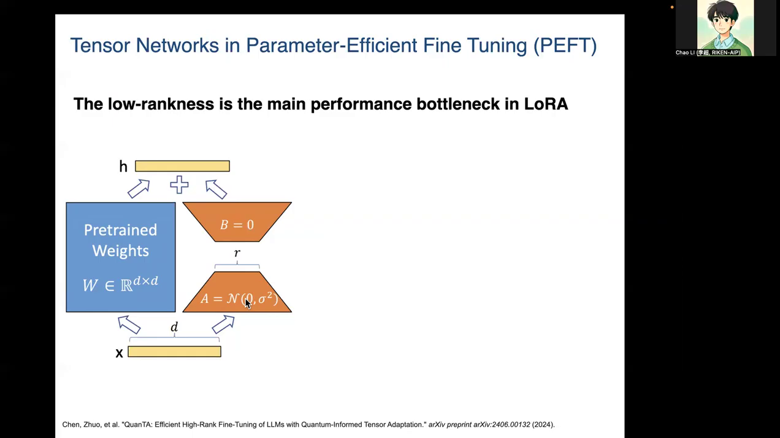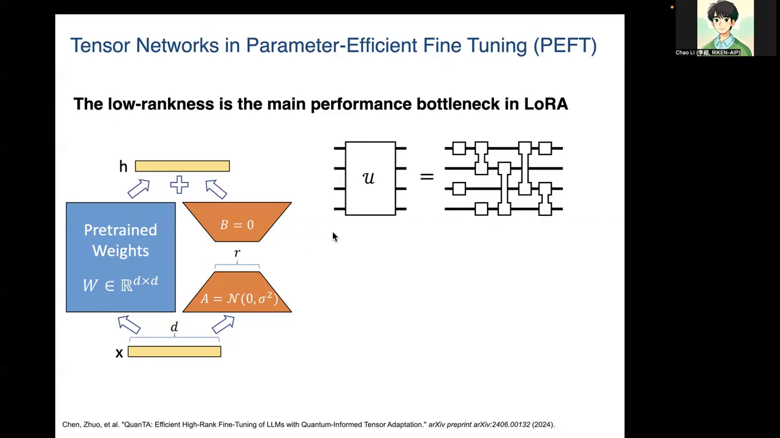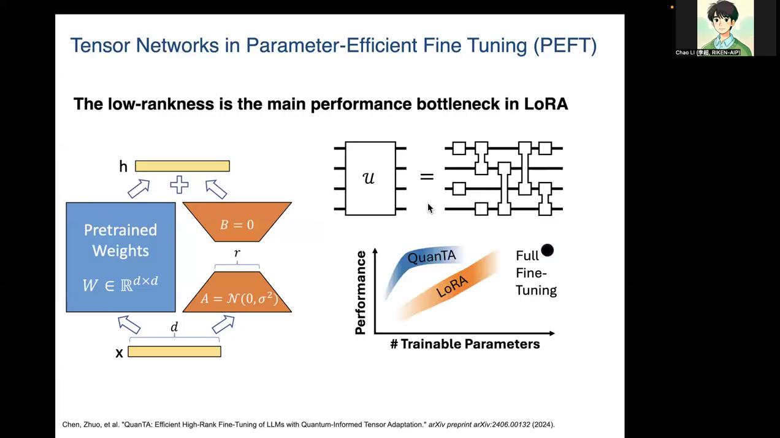Now, where tensor networks come in is that we can represent these adapters not as dense low-rank matrices, but as tensor networks. This is what the Quanta method does. In the method, it uses tensor networks to parameterize the adaptation space. As a result, this allows richer expressibility than the vanilla low-rank matrices, without the bottleneck of low-rankness in LoRA. In the figure, the graph shows that Quanta achieved better performance-parameter trade-offs compared to LoRA, getting closer to full fine-tuning while keeping the efficiency benefits.